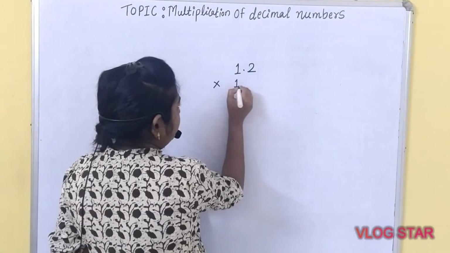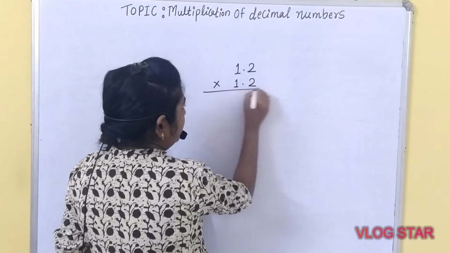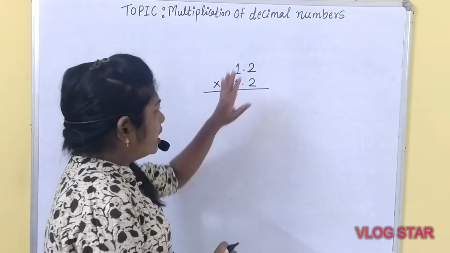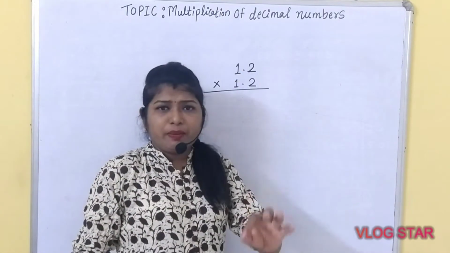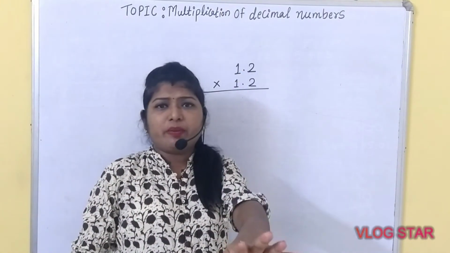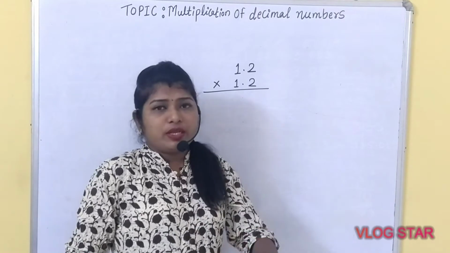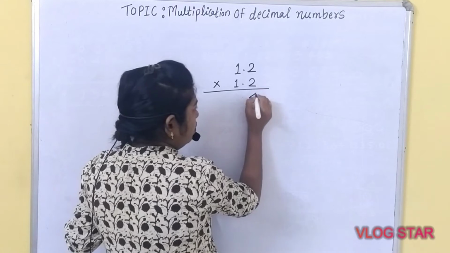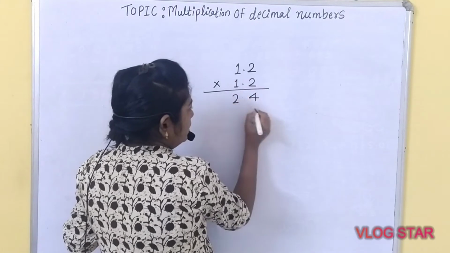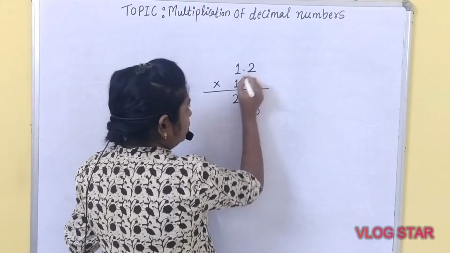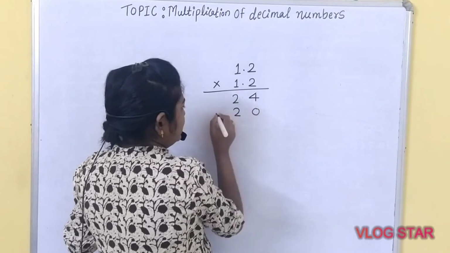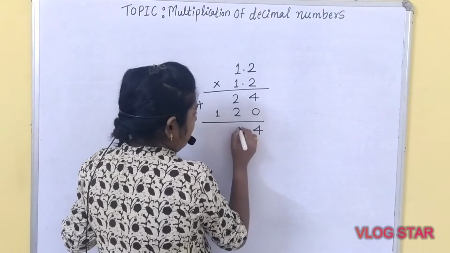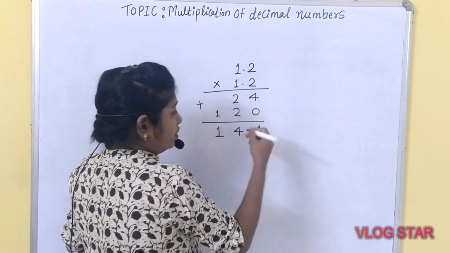We need to perform the multiplication between 1.2 and 1.2. So what you have to do, forget about the decimal point. Simply, as you know how to perform the multiplication between two numbers, the same procedure you need to apply. So 2 2s are 4, 2 1s are 2, then here you need to add 0, 2 1s are 2, 1 1s are 1. Okay, and then you need to perform the addition. After addition you will get 144.